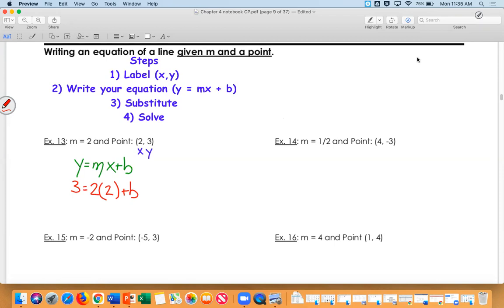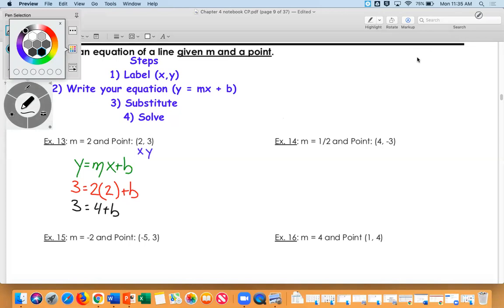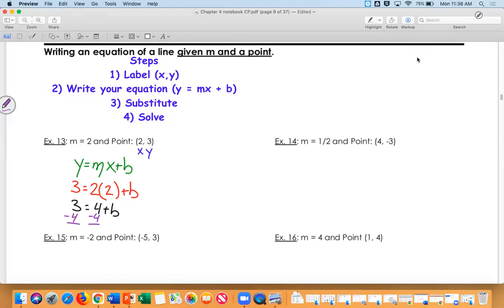So I labeled, I wrote my equation, I substituted. Now I'm going to solve. What letter am I solving for? B. So it's 2 times 2, which is 4. So 3 equals 4 plus b. What is b? How do you get rid of plus 4? Subtract 4. What's 3 minus 4? 3 minus 4 is -1.